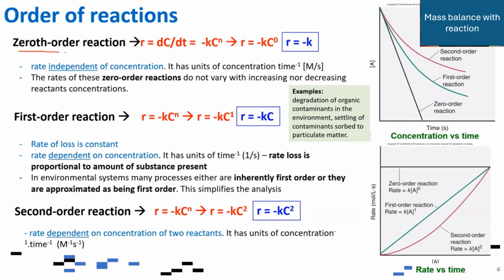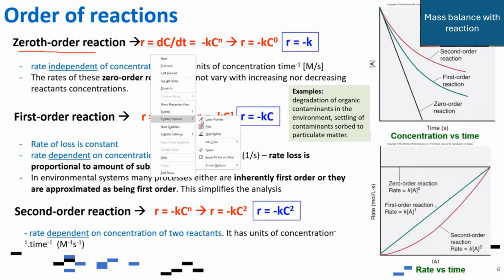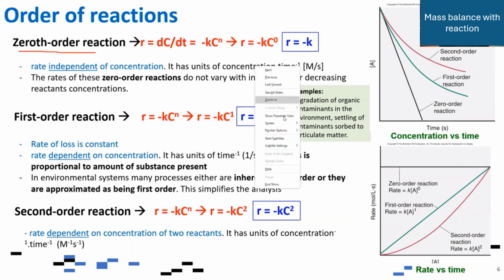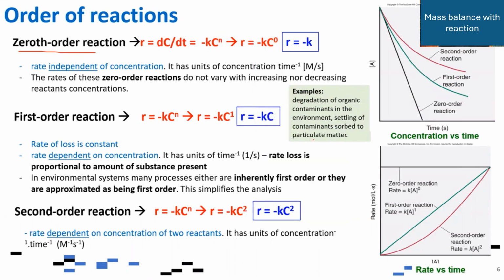So we have the zeroth order of reaction, okay? With zeroth order reaction, R, which is dC over dt, is equal to negative k C to the n, where in this case n is the reaction order, so it becomes 0. So now C raised to the 0 is 1, so R is equal to negative k.